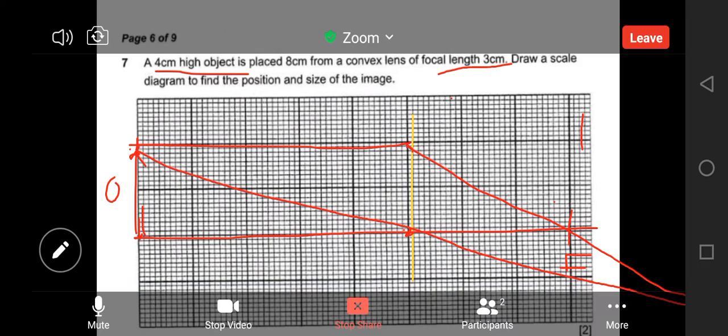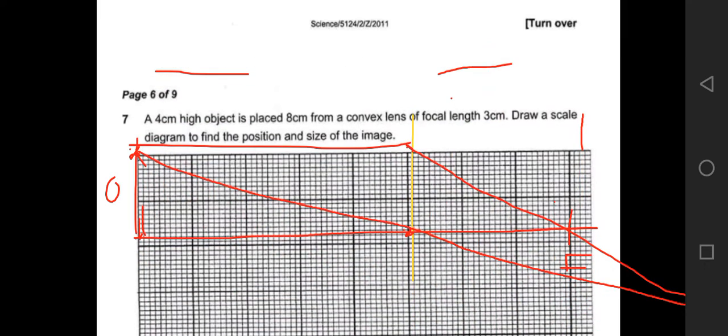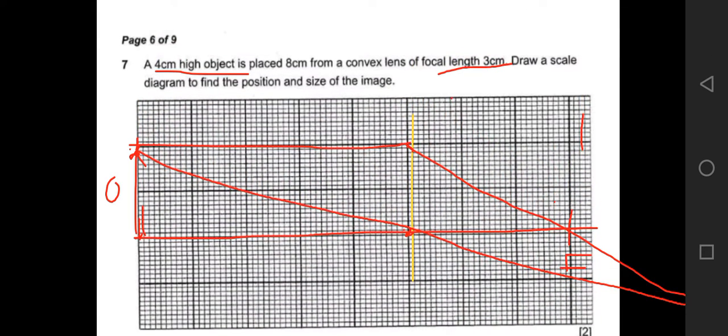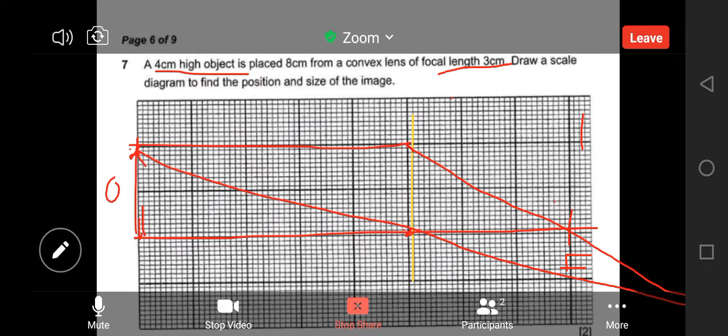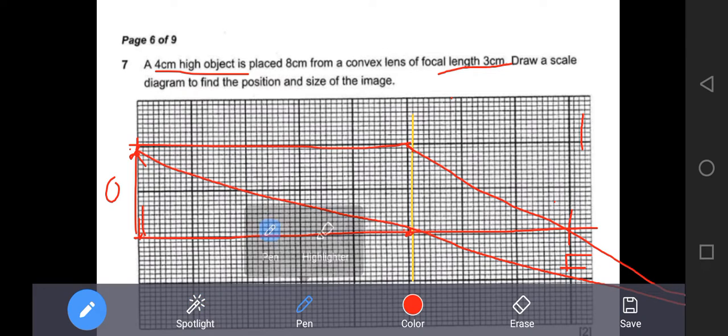Yes, sir. So what will happen, let's say for instance, because this is not drawn to scale, this object is not drawn to scale. So what will happen, let's say for instance, you have seen where these two lines are meeting, you draw on top there. So this one. So let me show you.